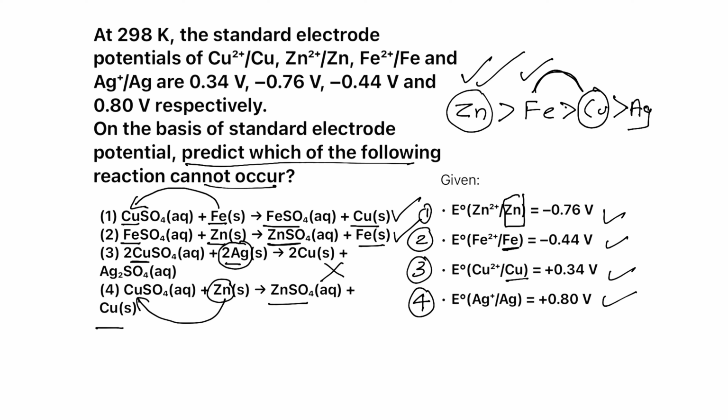Clear, right? See, the one which has the maximum negative reduction potential will be the most active metal, and the one which has the maximum positive reduction potential will be the least active metal. That is the hint. Also, you must know more active metals displace less active metals from their salts.